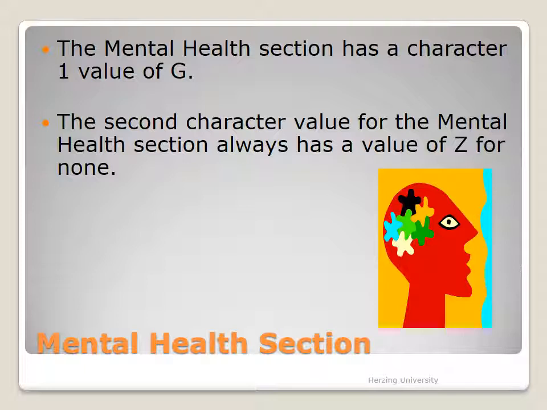In other sections of ICD-10 PCS, the second character position represents body system, anatomical region, physiological system, or section qualifier. In the mental health section, the second character position always has a value of Z, none. So, for example, the first character would be G for mental health. The second character would be Z for none. And if the patient was having psychological testing, the third character would be a 1.